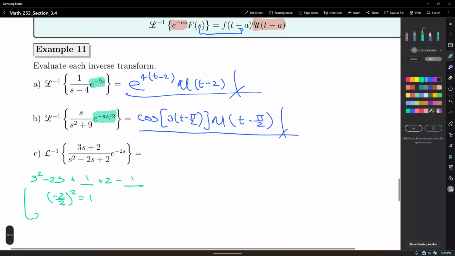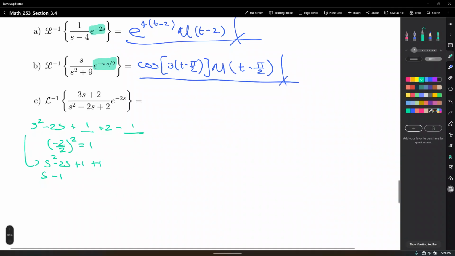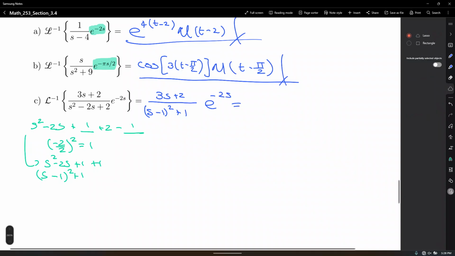That means s squared minus 2s plus 1, and this is s minus 1 squared plus 1. All right, so what are we going to do here? Okay, so 3s plus 2 divided by s minus 1 squared plus 1, and then I'm going to multiply by e to the negative 2s. Let's keep going with this one.